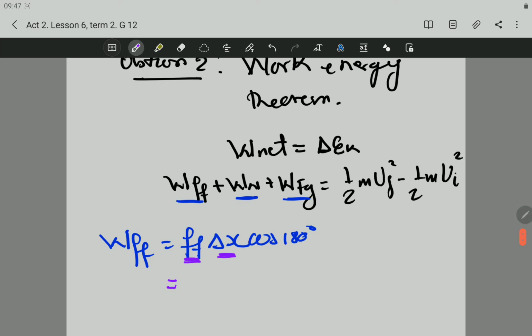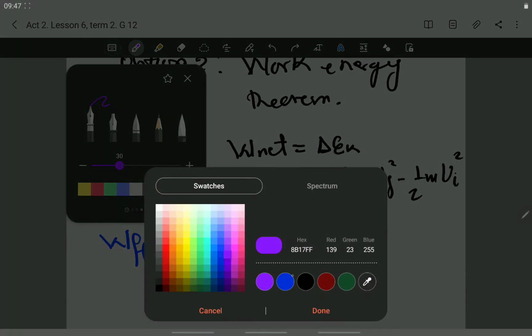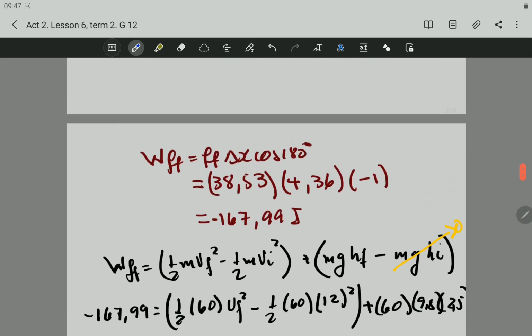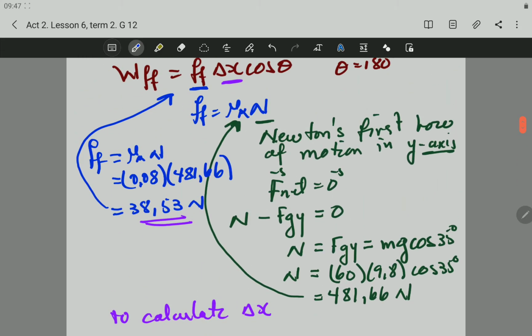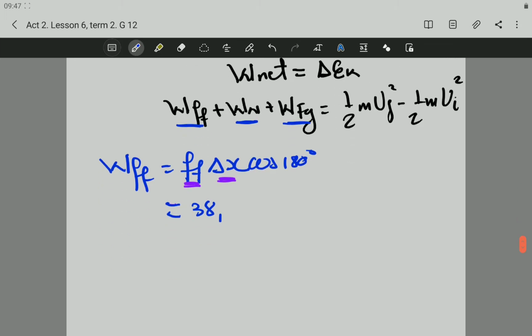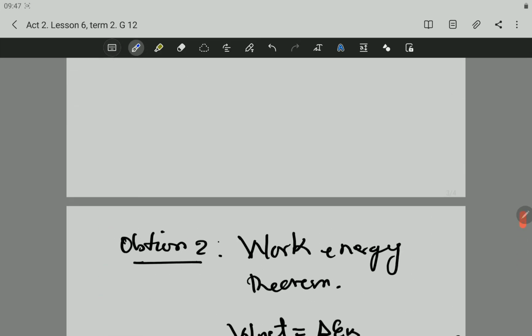Let's keep using the blue. It is 38.53 for the frictional force. It was calculated previously. 38.53 multiplied by the displacement, which was also calculated previously.